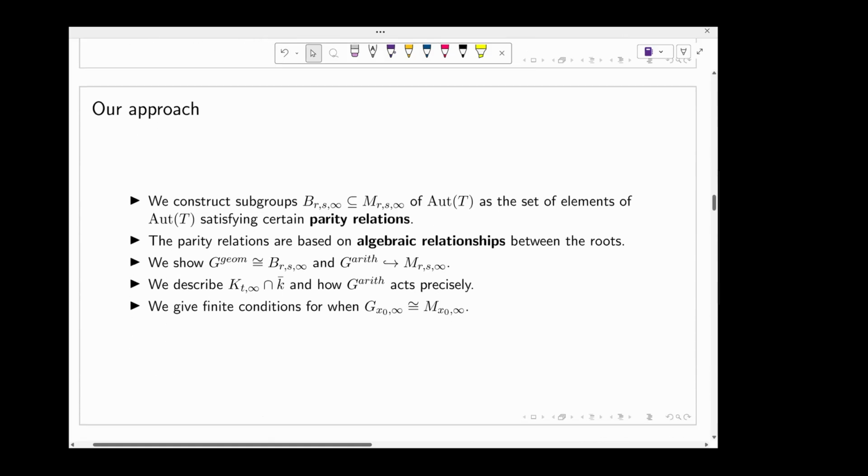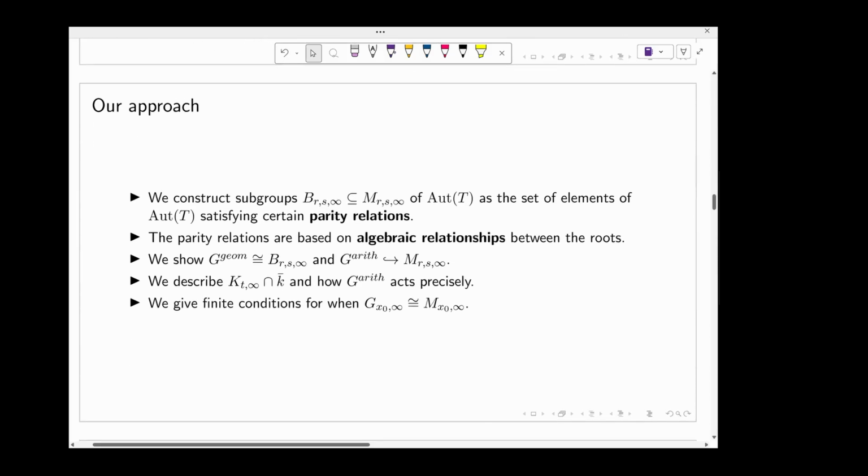So what do we do in this work? We construct subgroups B and M of the automorphism group of the tree, which are also going to depend on the R and S defined on those slides. And we do it by constructing parity relations between the elements that we're looking at. The parity restrictions that we're going to give are based on algebraic relationships between the roots. So we really are using the fact that we have this Galois theory running around in the background. We can write down relationships between the roots, and the fact that the Galois group has to act in a consistent way on these elements is going to give us our parity restrictions.